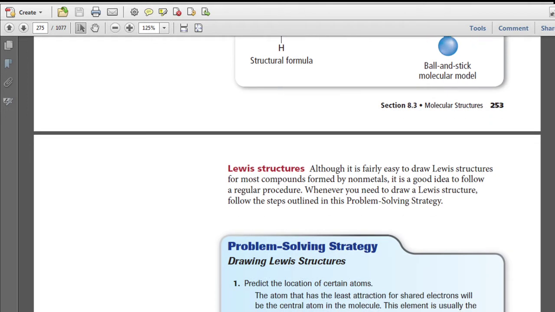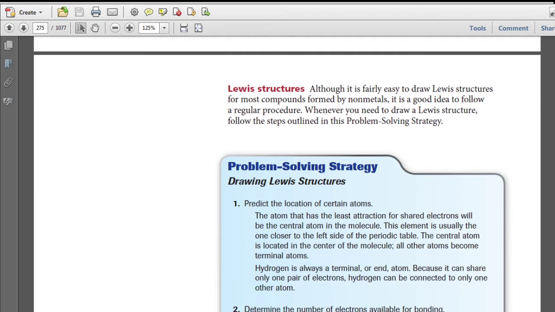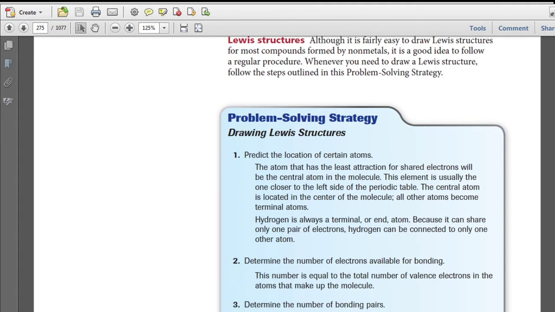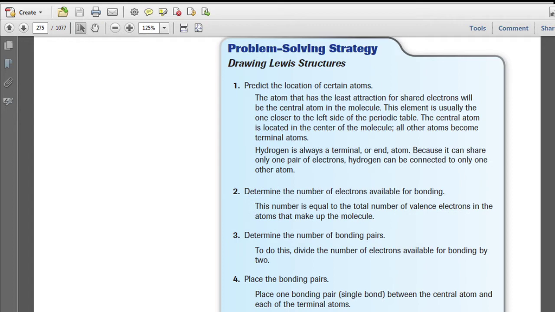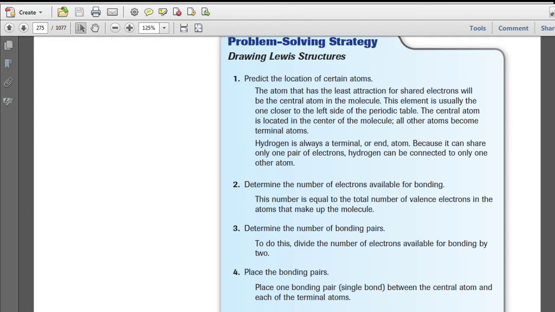Although it's fairly easy to draw Lewis structures for most compounds formed by nonmetals, it's a good idea to follow a regular procedure. Whenever you need to draw a Lewis structure, let's follow these steps outlined below. I'm not going to go into great detail in each step, but I'm just going to give a brief idea. All right, so the first thing you're going to want to do is predict the location of certain atoms.